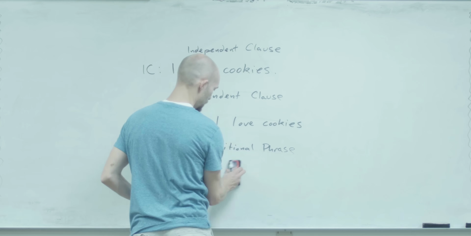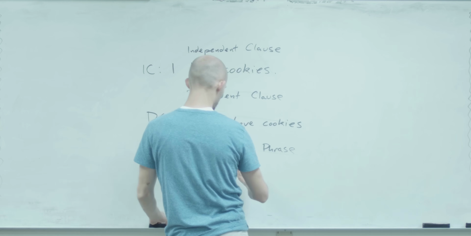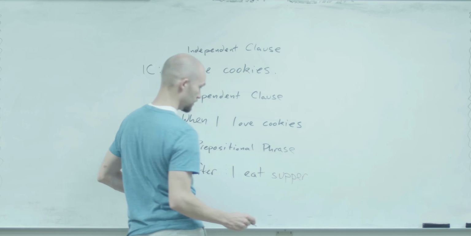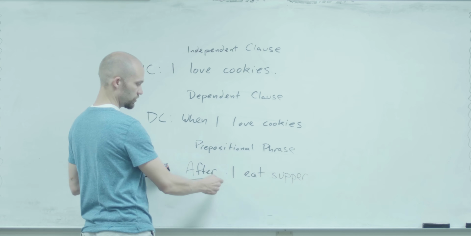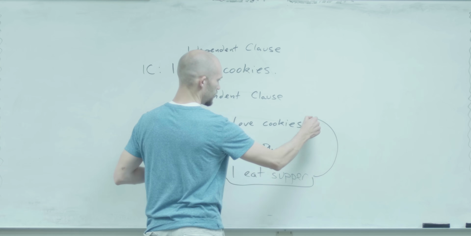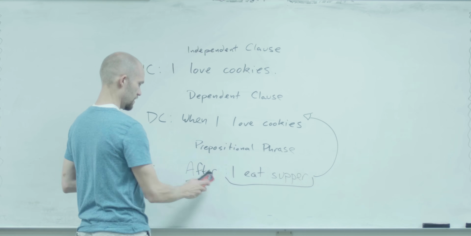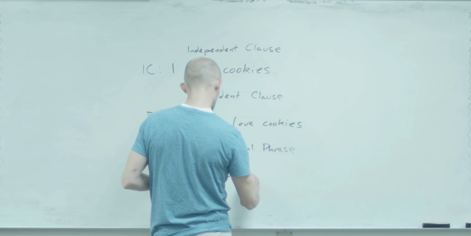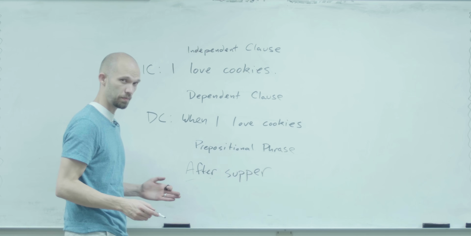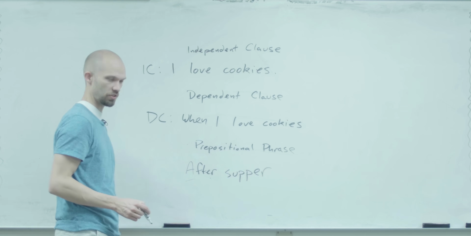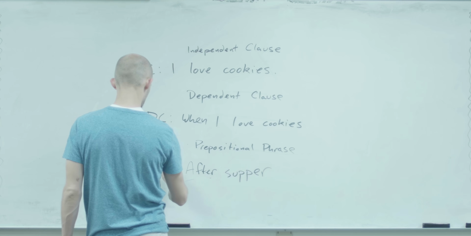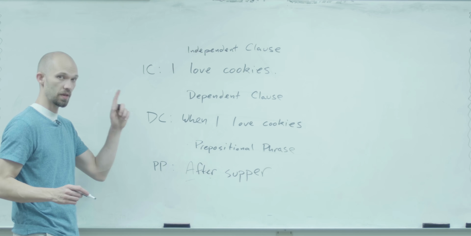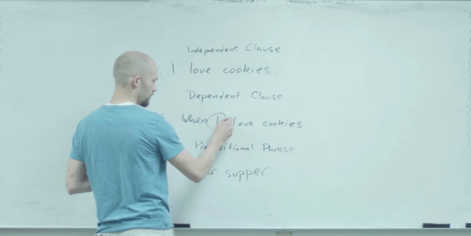But if I said after I eat supper, well then yes, we have a subordinating conjunction and then a complete sentence, so that would be a dependent clause. But just after supper, no dice. Prepositional phrase. Watch out for these guys. All of these dependent and independent clauses must have a subject and a verb.